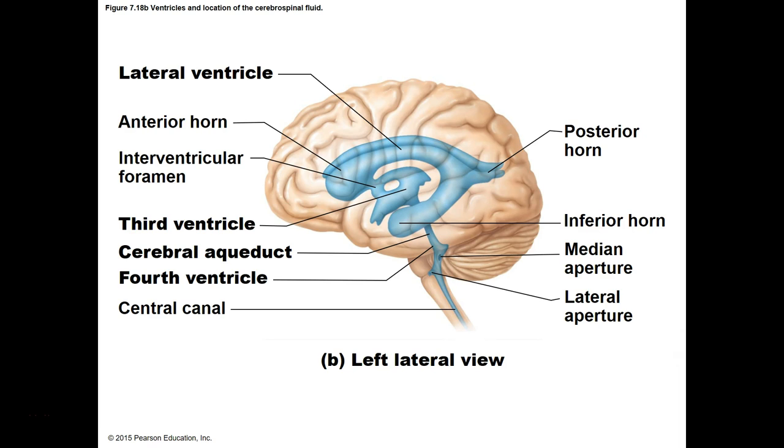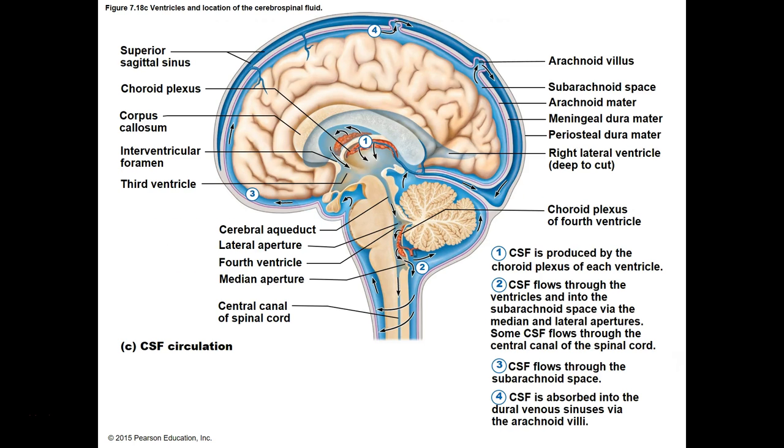Another view of the ventricles, and we can see that passageway that goes down to the spinal cord. Remember, the meninges are surrounding the brain and the spinal cord as well, so it's circulating that fluid all around the brain and coating it. Oh, there you go. There's a good picture of how that's circulating through the brain and around the brain.